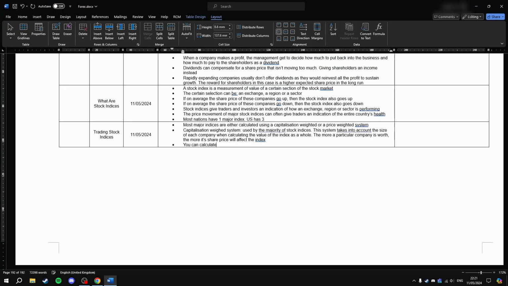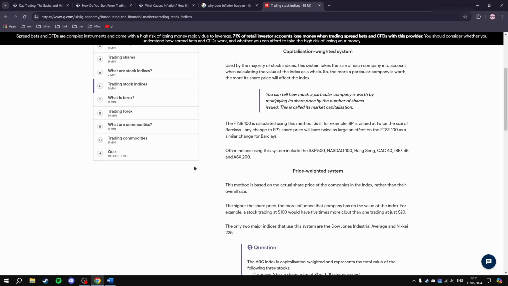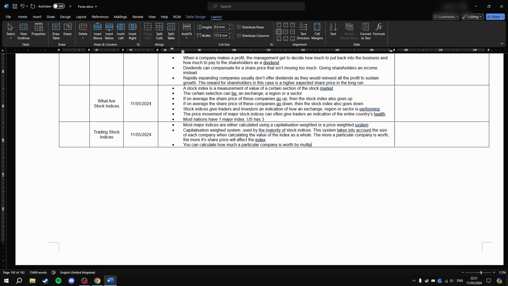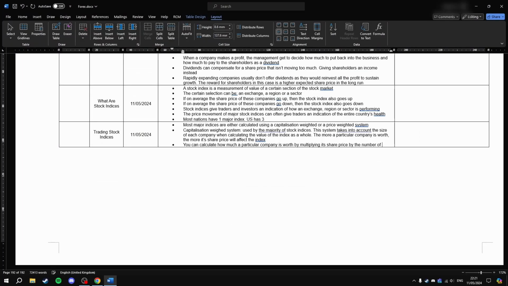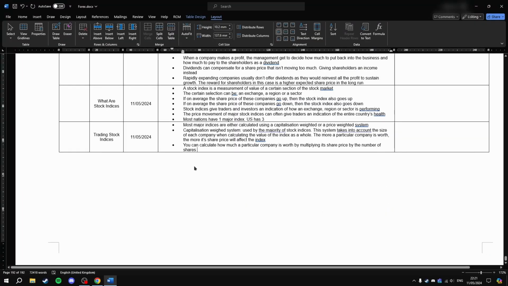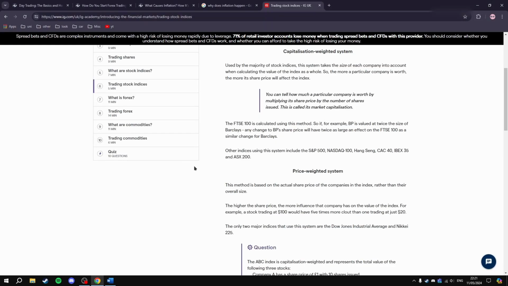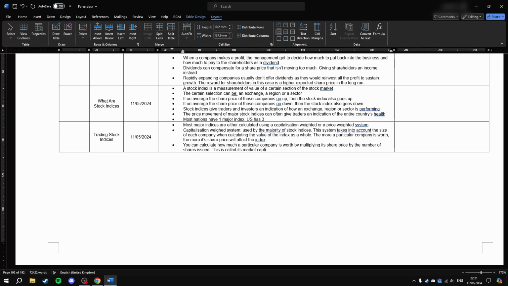You can calculate how much a particular company is worth by multiplying its share price by the number of shares issued. This is called its market capitalization.